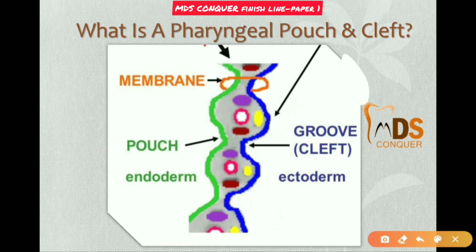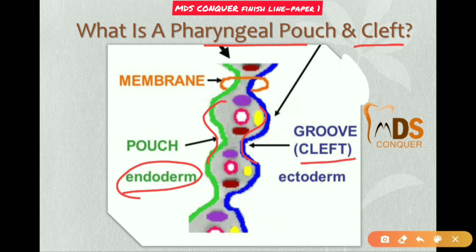Then there are two terms called the pharyngeal pouch and the cleft. Remember two things, that's it. The pouch is lined by the endoderm, whereas the groove, that is the cleft, is lined by the ectoderm. You can simply draw this diagram for the pharyngeal pouch and the cleft.